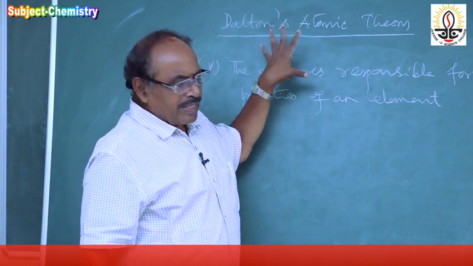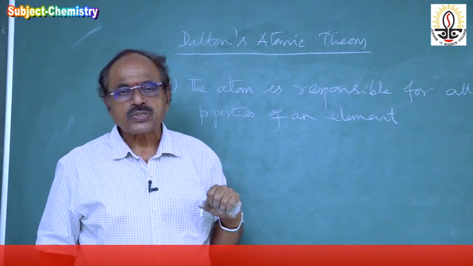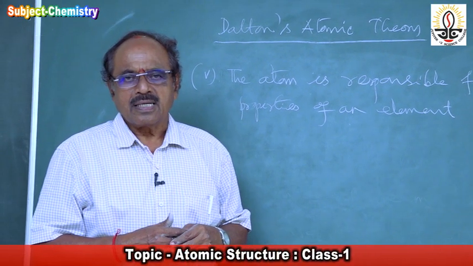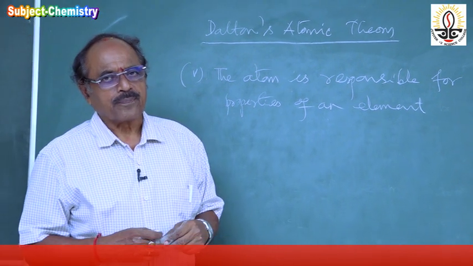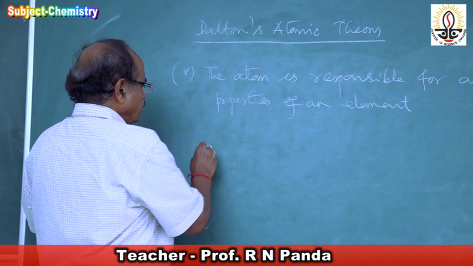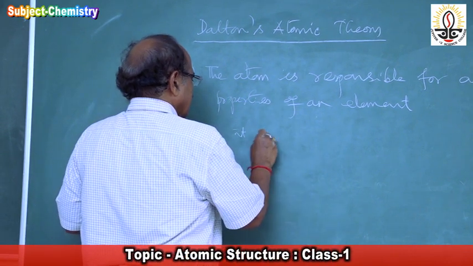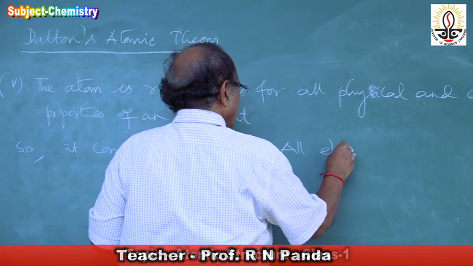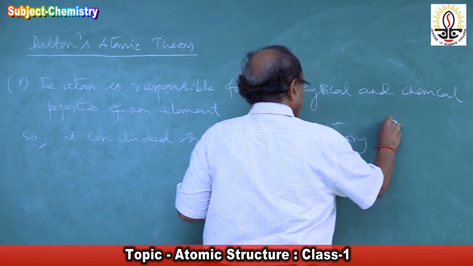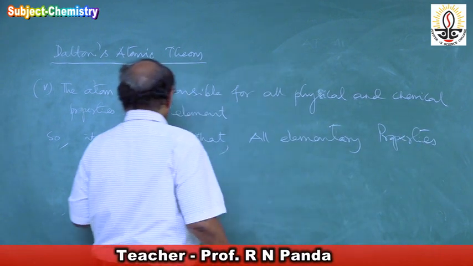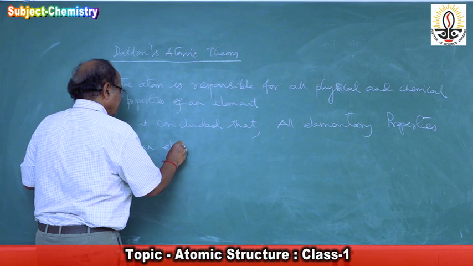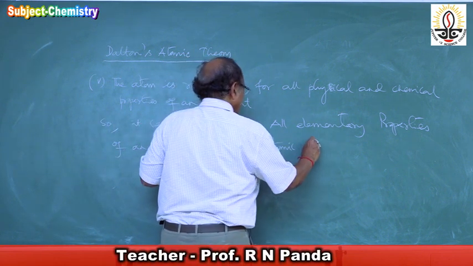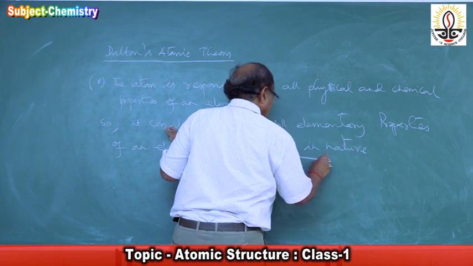So to explain all these five postulates that Dalton proposed, if somebody asks me, sir, kindly tell me in one sentence about Dalton's atomic theory, I can say all five in one: it can be concluded that all elementary properties of an element are atomic in nature. So that is the entire Dalton's atomic theory.